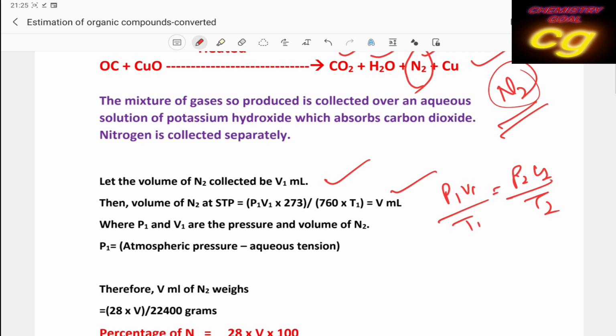But if the aqueous tension is given, always deduct the aqueous tension from the atmospheric pressure. This is a very common formula, already discussed in the gaseous state. When any pressure is calculated, you have to take the pressure of the gas in dry condition. So atmospheric pressure minus aqueous tension will be the pressure. Always deduct aqueous tension if it is given in the question. If the data is given, don't forget to deduct. If it is not given, take the same pressure.